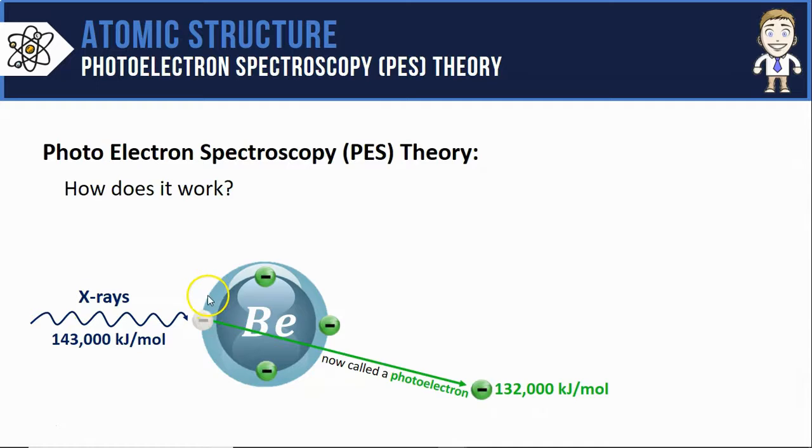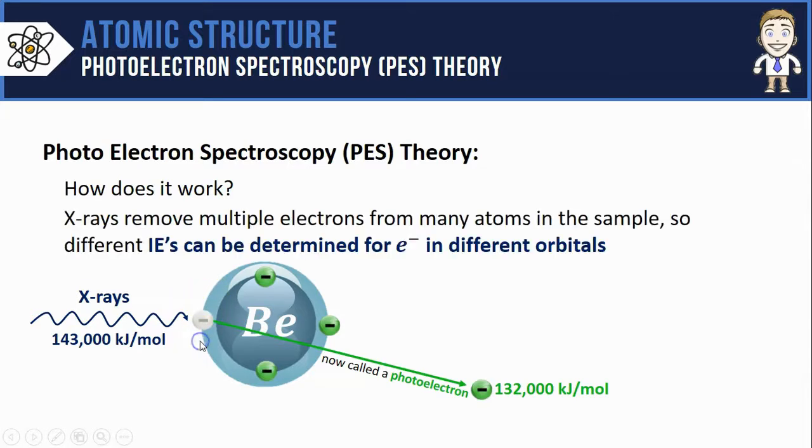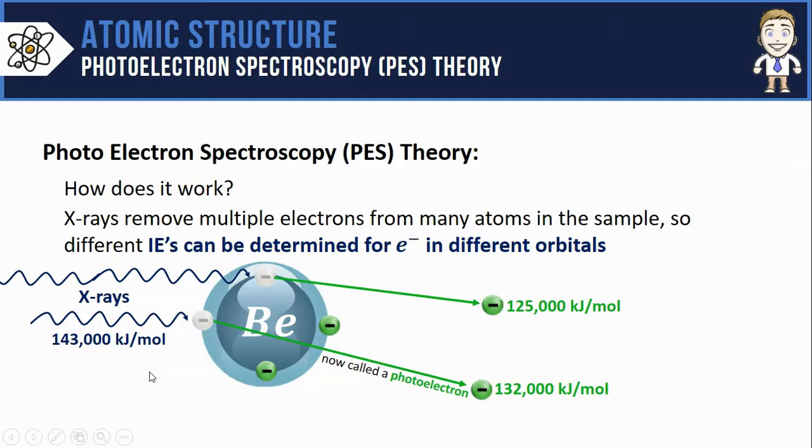So we just determined the ionization energy of the electrons in this outermost shell, but if we kept bombarding these atoms with more X-rays, the X-rays would remove multiple electrons from many different atoms in the sample, and we could calculate the different ionization energies for all the electrons in all the different orbitals that the atoms have. So eventually some of the X-rays might collide with these inner electrons and eject them. Measuring their speeds, we'd calculate that they have 125,000 kilojoules per mole after being ejected.